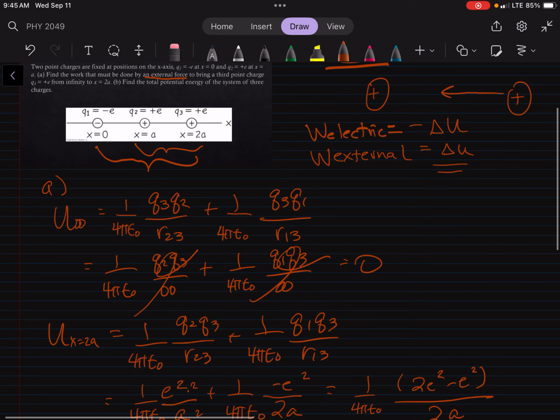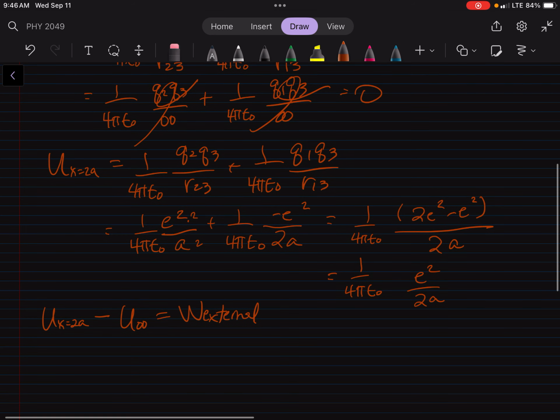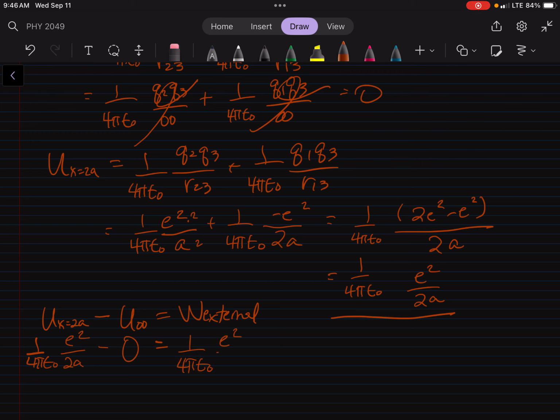It's the work done by the external field, which is equal to delta U, which is equal to final position minus initial position, right? Because there's no negative sign. So my final position is U at x equals 2a. My initial position is U at infinity, right? That's the work done by the external force. And so then it's basically going to be just this guy, right? Because this is 0. And that is 1 over 4 pi epsilon naught e squared over 2a. And so then the work done by the external force is simply this.